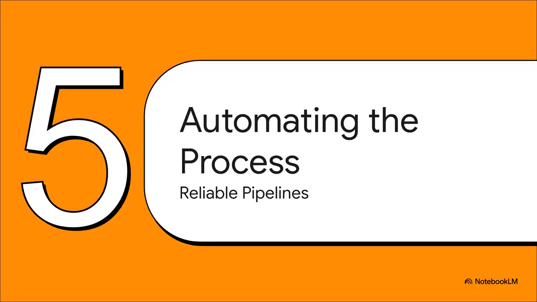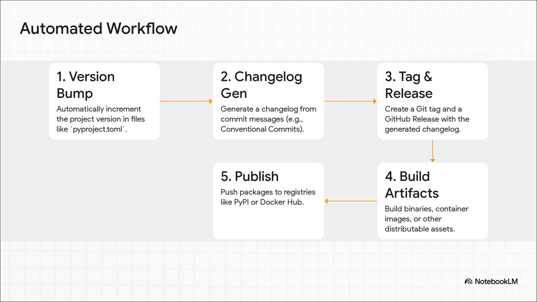Okay, doing all of that by hand is a great way to learn the ropes. But to really level up your MLOps game, you need to automate. Automation lets you build a reliable, repeatable release pipeline that not only saves a ton of time, but, more importantly, it gets rid of human error. A good automated pipeline, maybe using something like GitHub Actions, can handle this entire dance for you. It can automatically bump the version number, generate a change log from your commit messages, create the official tag and the GitHub release, build any artifacts you need like a Docker image, and even publish the whole thing to a registry. This is MLOps in action.